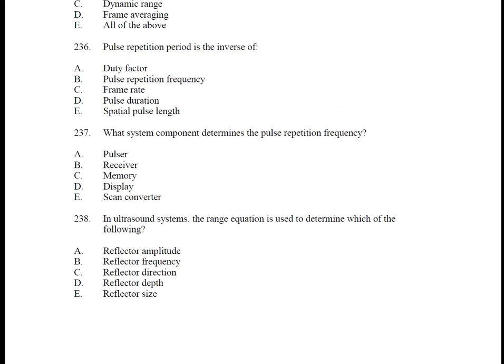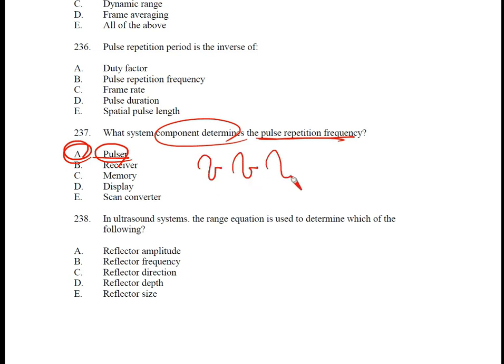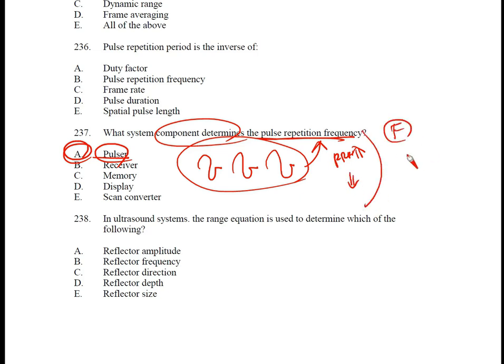Now let's move on and look at question number 237. The component of the equipment that determines or controls the PRF can be considered the pulsar. So, it is the pulsar that decides how many pulses to send. The number of times here can be seen as the PRF, and if the number increases, we say the PRF is high. If the number is low, we say the PRF is low. Frequency is different. For example, if it's 2 MHz, we say the frequency is low, and if it's 10 MHz, we say it's high. Once again, please take note of the difference between these two.